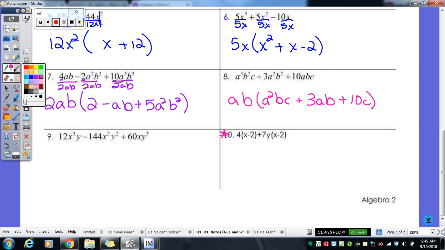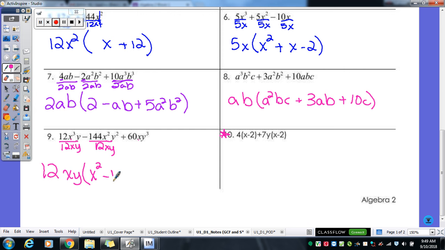All right, 9. Does 12 go into 60? Yep. So 12 is our GCF. Looking at our x's, I got a 3, a 2, a 1, so x to the first, and then y to the first. Those are my lowest exponents. So 12xy is my GCF there. Divide by 12xy, and I would get x squared. The 12s would turn into a 1, which I could write. It would be 1x squared. Divide by 12xy, and I get 12xy plus divide by 12xy, 5y squared would be our last one.